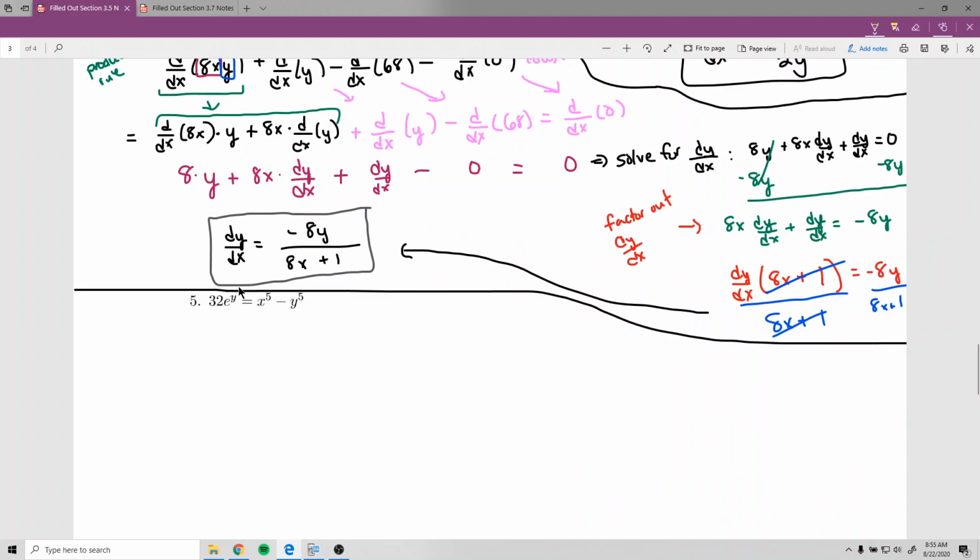The number 5 here we have 32 e to the y equals x to the 5th minus y to the 5th. We're going to do the implicit differentiation because y is not by itself. So we're going to do the derivative of each side. We're going to do the derivative of everything. d over dx of 32 e to the y equals d over dx of x to the 5th minus d over dx of y to the 5th.